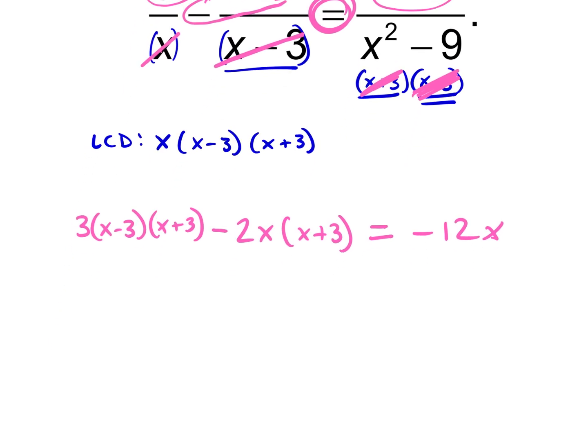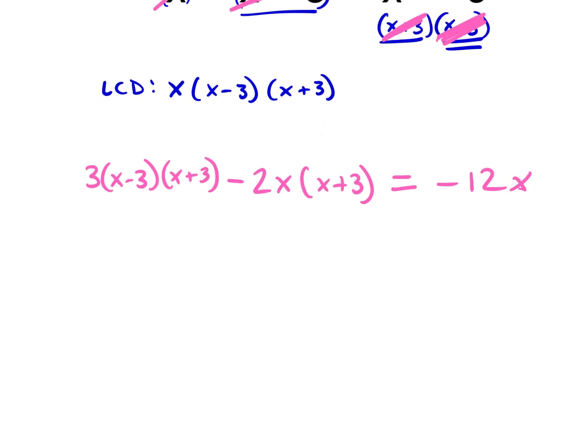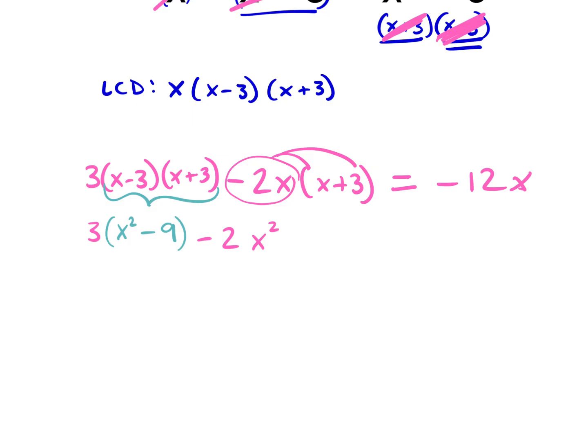So now we're going to take this equation and solve it. First thing I want to do is multiply these two together. So x plus 3 times x minus 3, they're conjugates. You could FOIL it or do your conjugate shortcut. So we'll get x squared minus 9 times 3. Here I can distribute, so I'm going to distribute the negative 2x to the x and the 3. So this would be negative 2x squared minus 6x. And then it equals negative 12x.